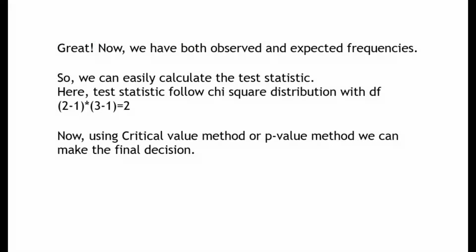Great! Now, we have both observed and expected frequencies in hand. So, we can easily calculate the test statistic. Here, the test statistic follows a chi-square distribution with degrees of freedom (2 minus 1) times (3 minus 1), which equals 2. Now, using the critical value method or p-value method, we can make the final decision.